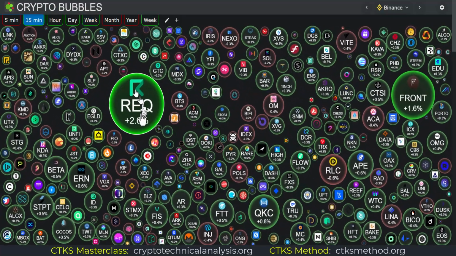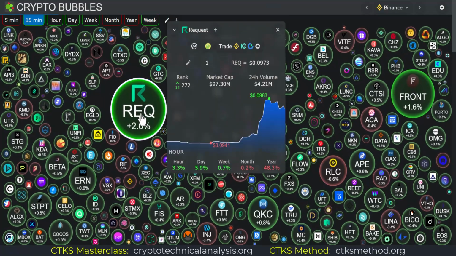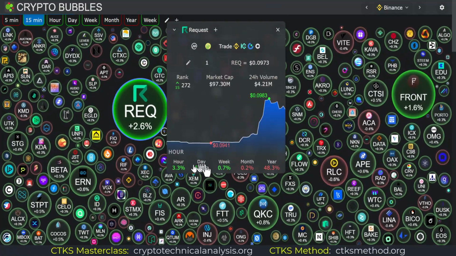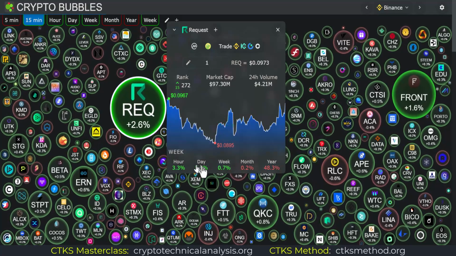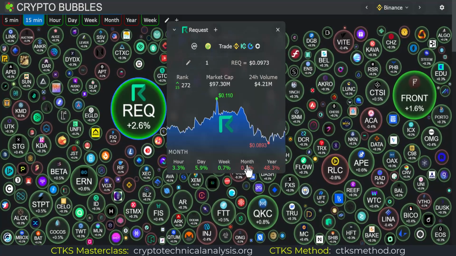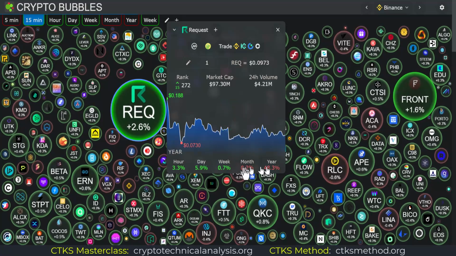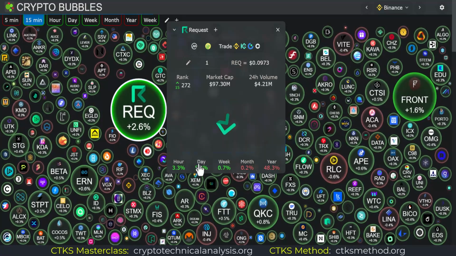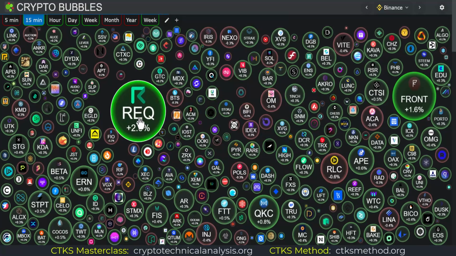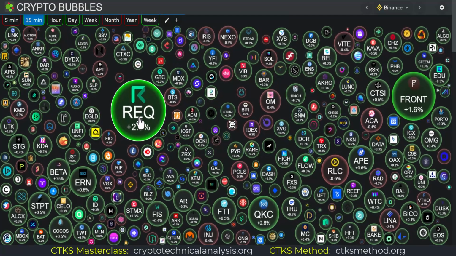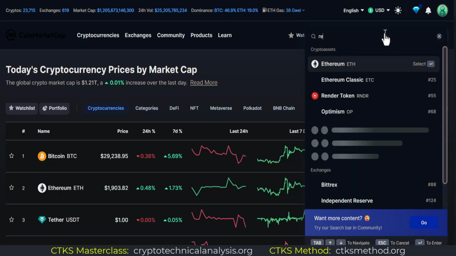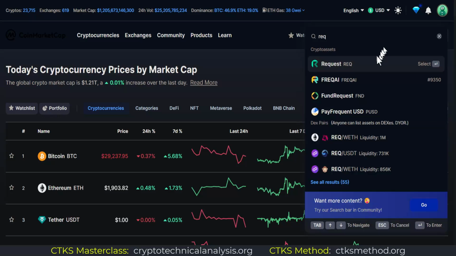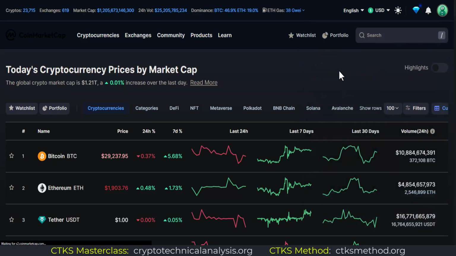If you were to look at REQ and say, wow, that's actually quite interesting. If you look on a lot of different bases, for example, the hour, the daily, the weekly, the monthly, the yearly, you get a bit of an understanding as to what is going on. But what group does this little animal belong in? One way that you can check it out is to come across to coinmarketcap.com, and then you can just type in REQ and press enter.